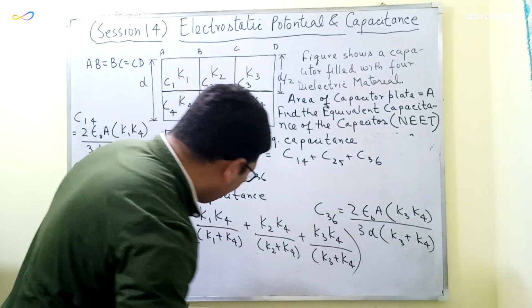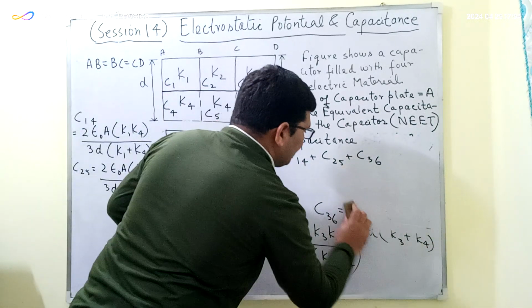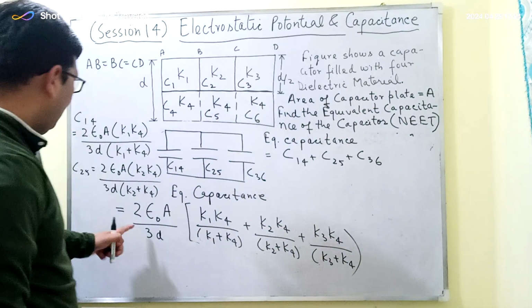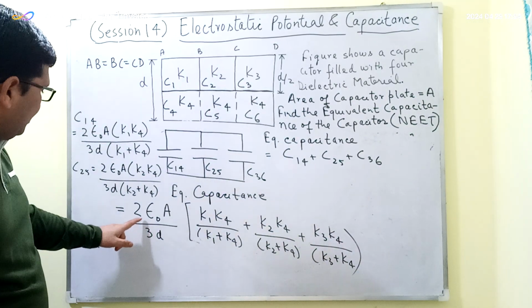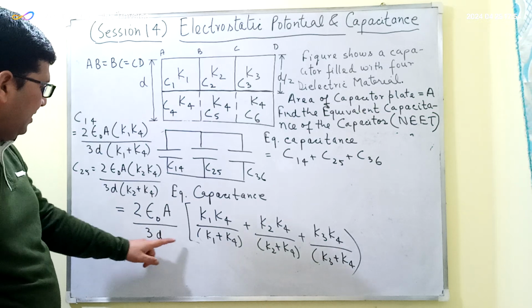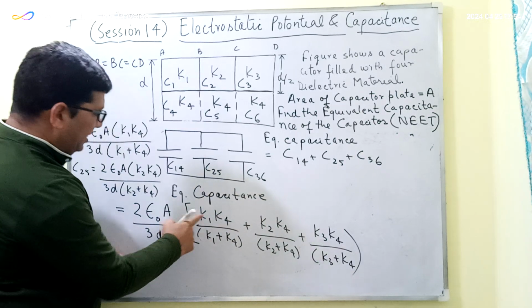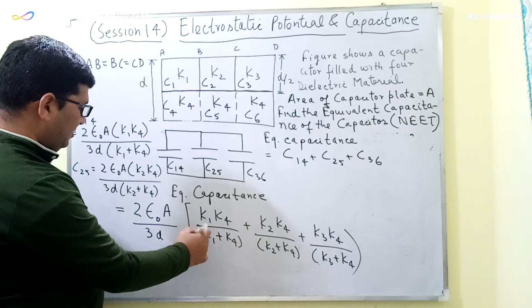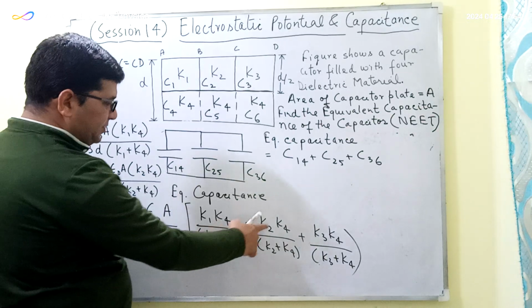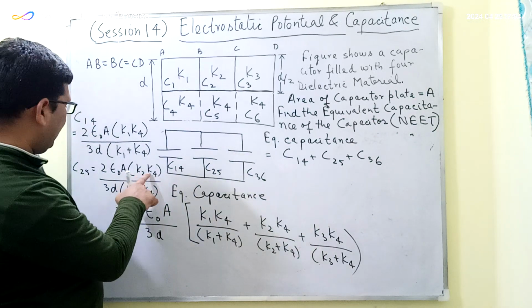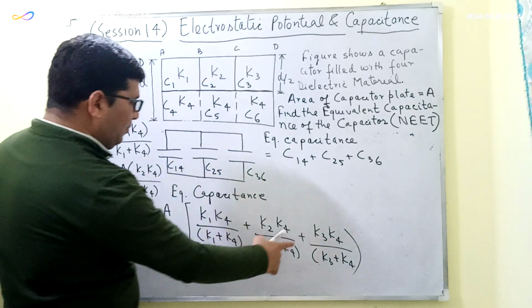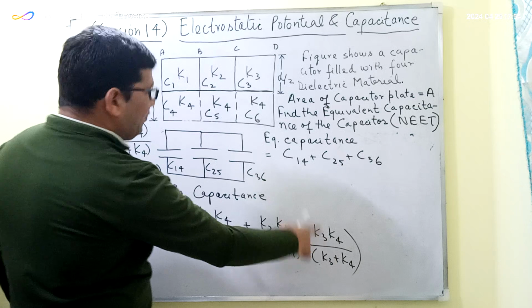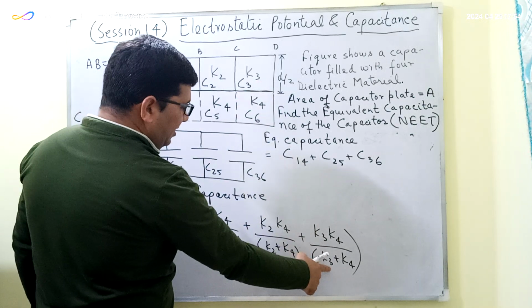So this is the equivalent capacitance, that is, equal to 2 epsilon naught A divided by 3D, and in bracket it will be K1 K4 divided by K1 plus K4, plus K2 K4 divided by K2 plus K4, plus K3 K4 divided by K3 plus K4.